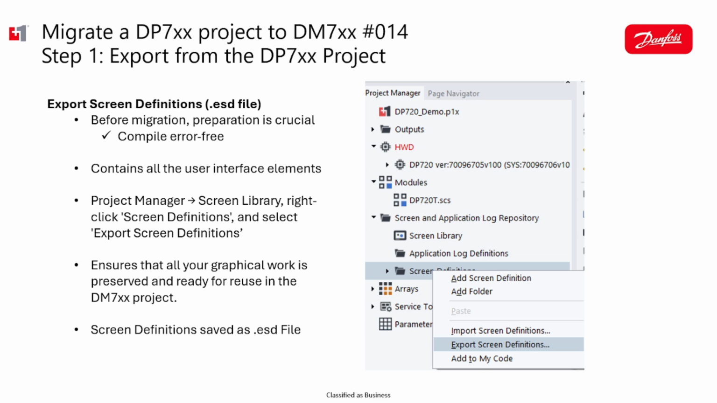Once you are certain that the project is error-free, start exporting the display screen definitions. Screen definitions contain all the user interface elements like buttons, menus, text labels, and navigation. In PLUS+1 guide, go to Project Manager Screen Library, right-click Screen Definitions, and select Export Screen Definitions. This ensures that all your graphical work is preserved and ready for reuse in the DM7 project. A new window will appear asking you to name the newly created export definitions file that has .esd extension. This file will be required to be imported to the DM7 project screen definition shown in Step 2.